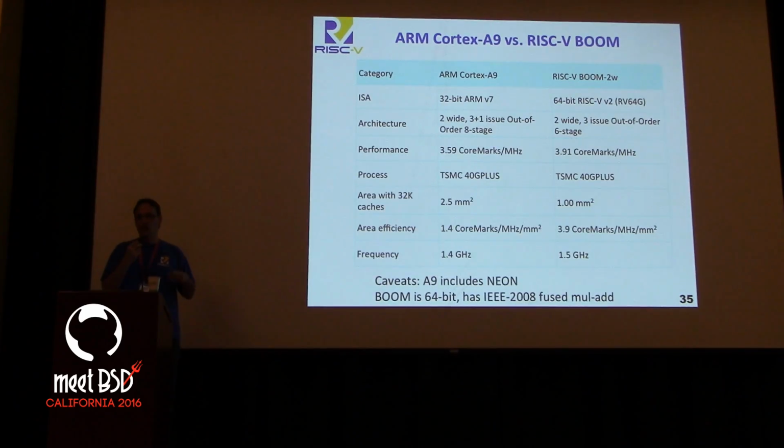So the whole point of this is to give you an idea that this ISA can lead to cores that are very competitive with the current industry cores, right?